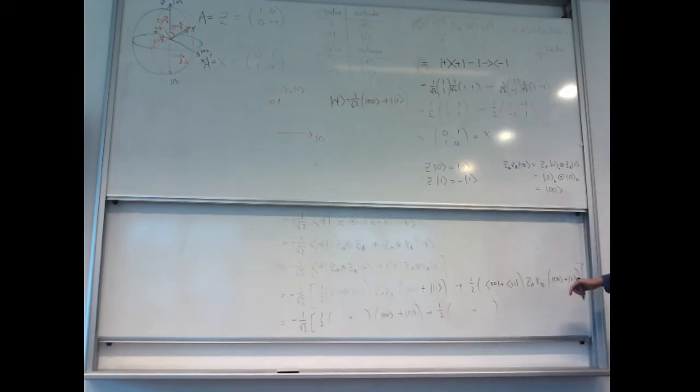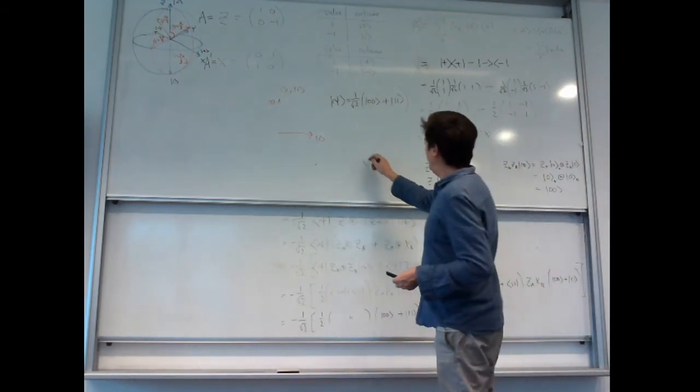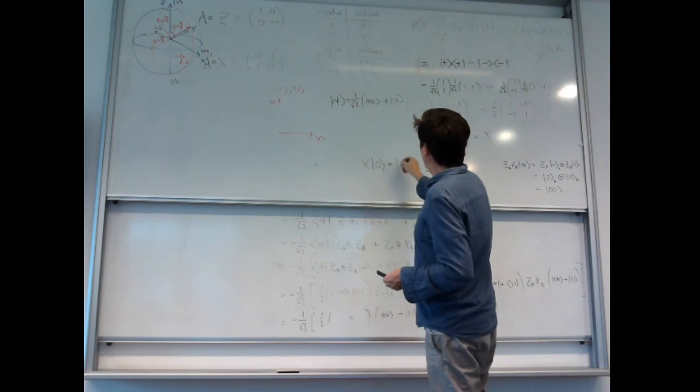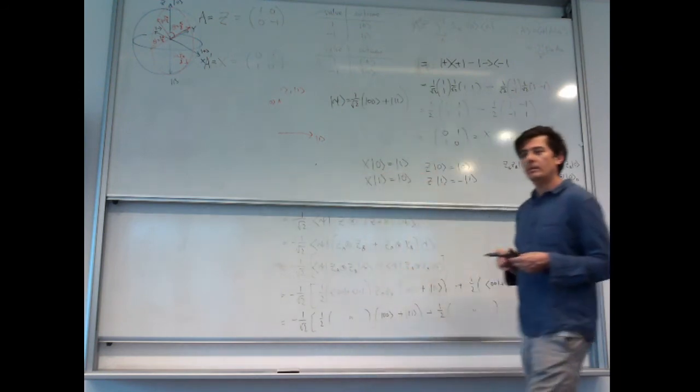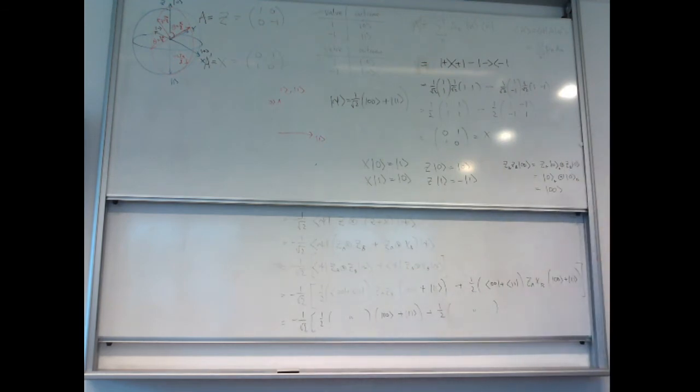Now let's do this one. Remember our rules here: X acting on 0 becomes 1, and X acting on 1 becomes 0. So Z A X B acting on 0 0, what does that become? Zero.